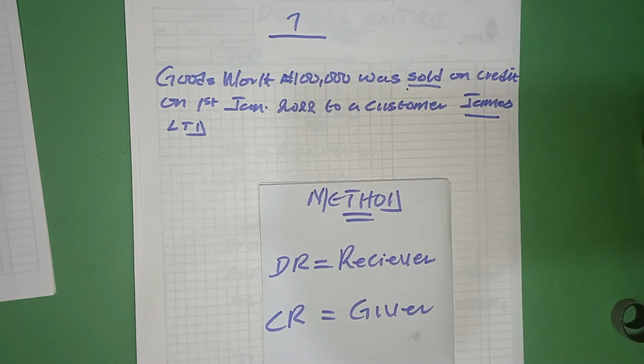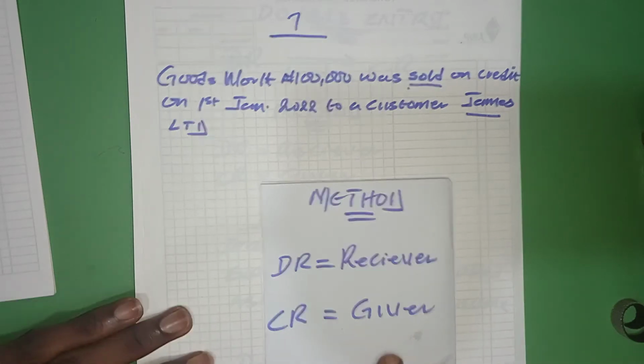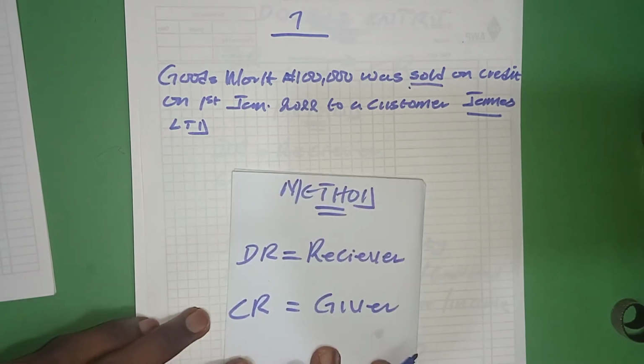I wish I sold these goods on cash. When he pays me cash, I don't need his name. I don't need his phone number because I sold to him and he paid me, and that is all. But since this one is on credit, that is why we are putting down his name, because it's owing us now. We sold to him on credit. He's our debtor. Now, in this case, who is giving and who is receiving?